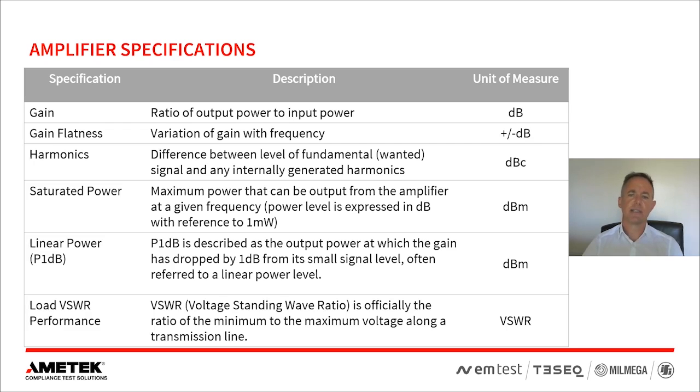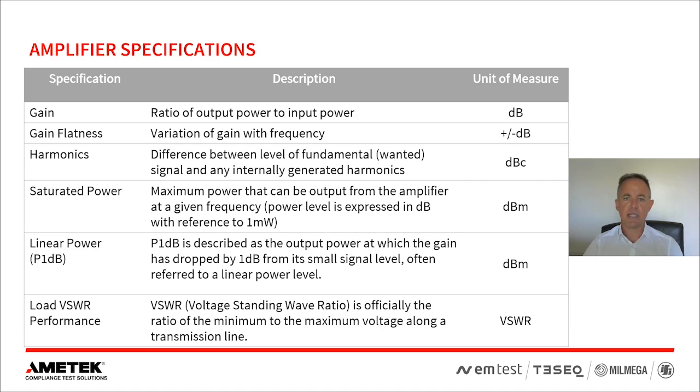Aside from the bias conditions, the important specifications we need to pay attention to are listed in this slide. Small signal gain, which is the ratio of output power to input power. Gain flatness, variation of gain with frequency. Harmonics, the difference between the level of fundamental or wanted signal and any unwanted internally generated signals known as harmonics. Saturated power, the maximum amount of power that can be output at a given frequency. This is expressed in dB with reference to 1 milliwatt.